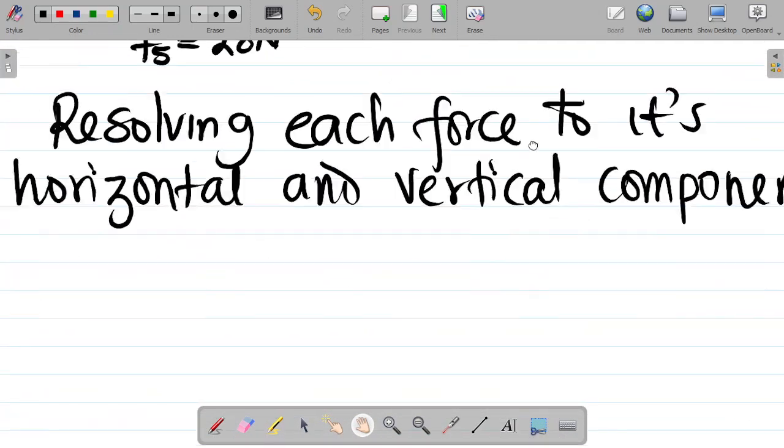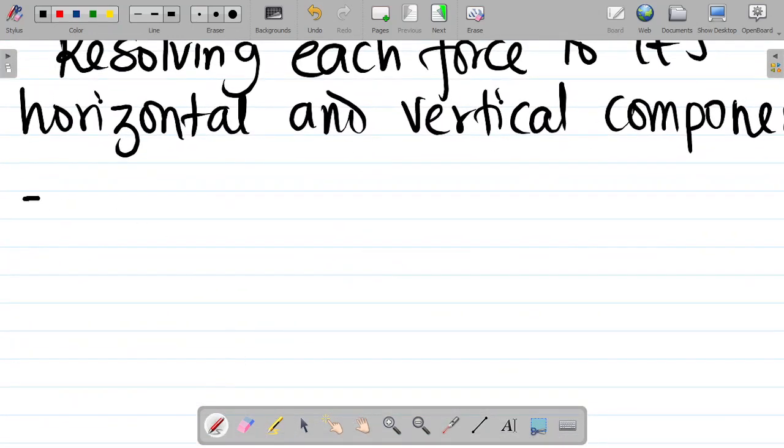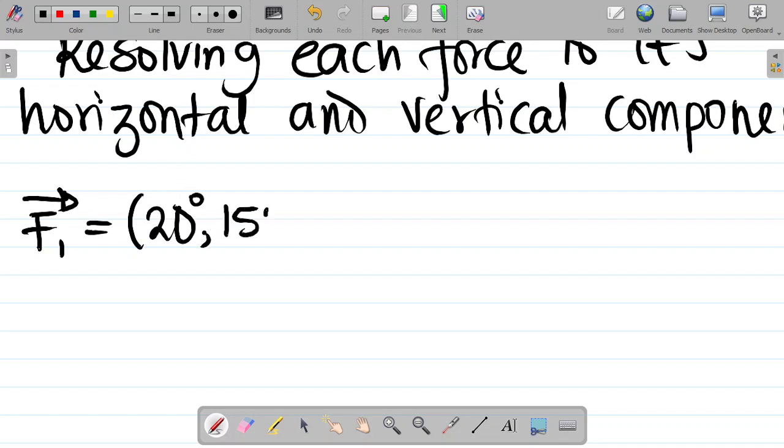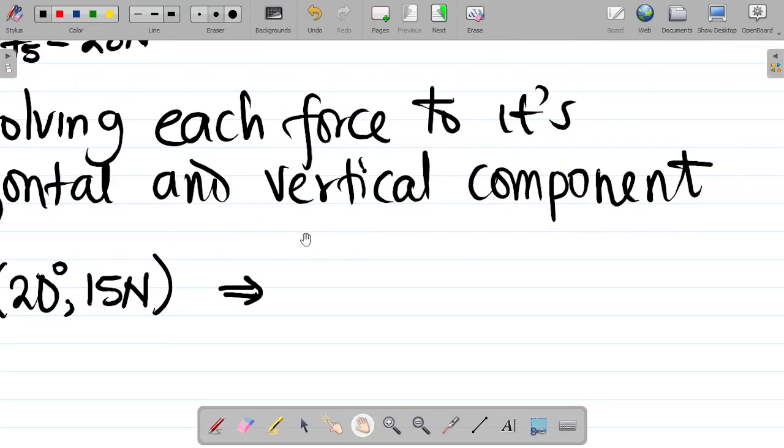Let's start with F1. So first things first, we have F1. That's F1 here. And the angle of F1 is 20 degrees. They give us this as 20 degrees, and the value was 15 Newton. Alright, let's resolve this to the vertical and horizontal component.